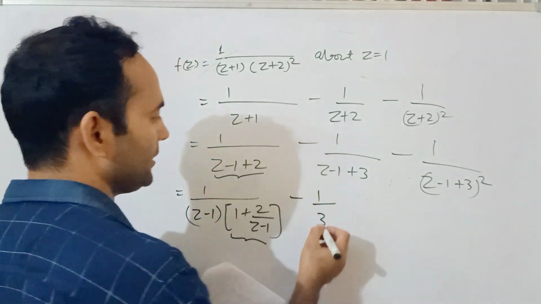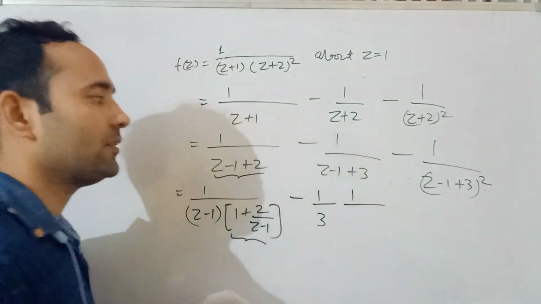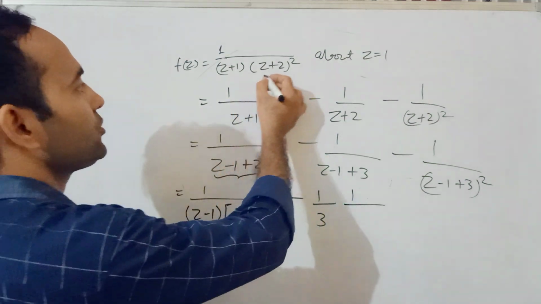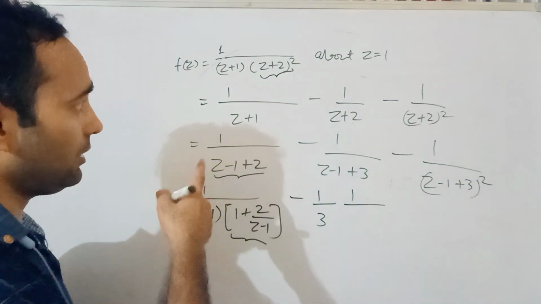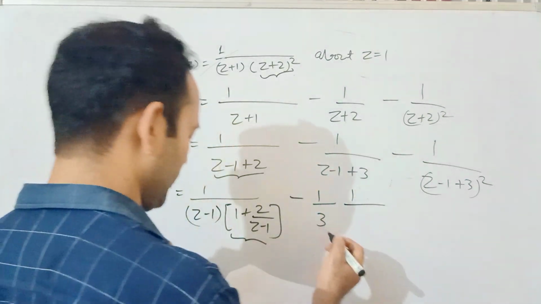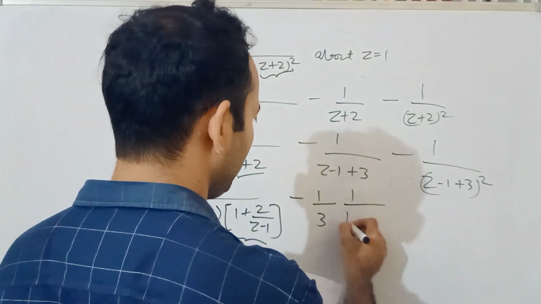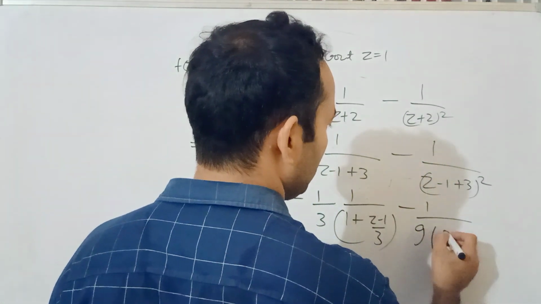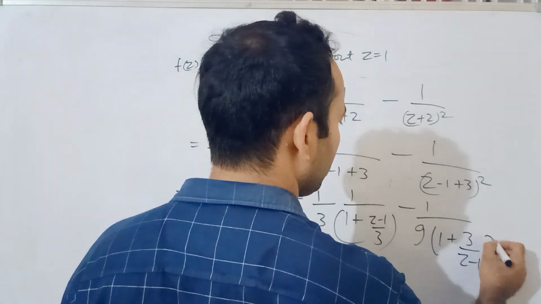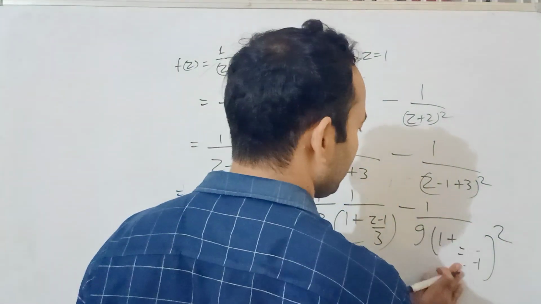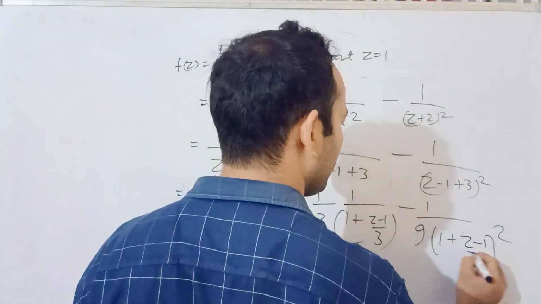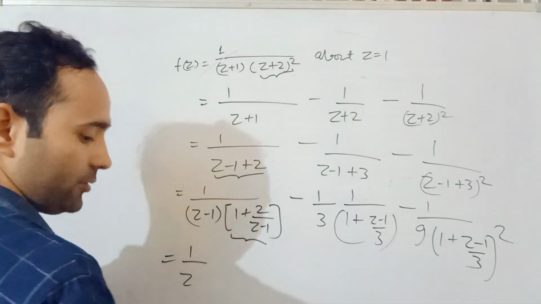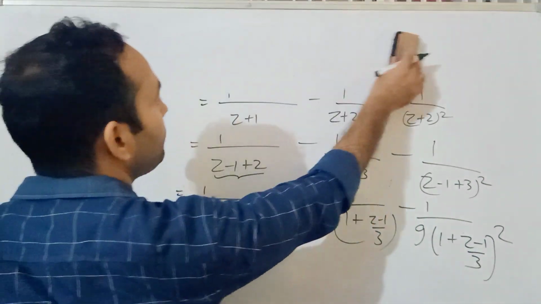Here you have to take common 3, because here the function you have not included, that means z is equal to minus 2, you have not included this. So the function is analytic at this point. So here it would be 1 plus (z minus 1) by 3, and here 1 plus (z minus 1) by 3, you have taken common 3. Now just open it, the power would be minus, so I am going to write it at the top.